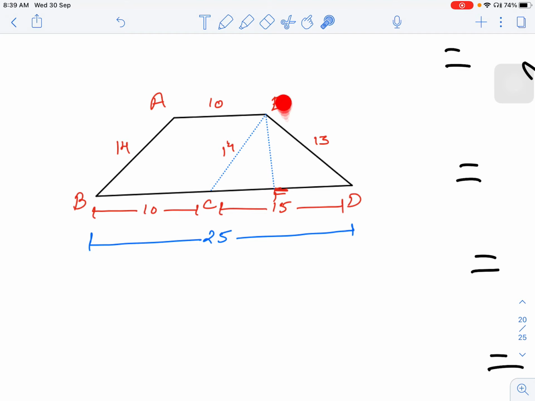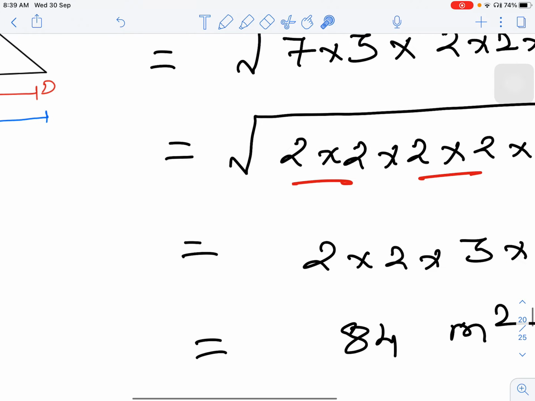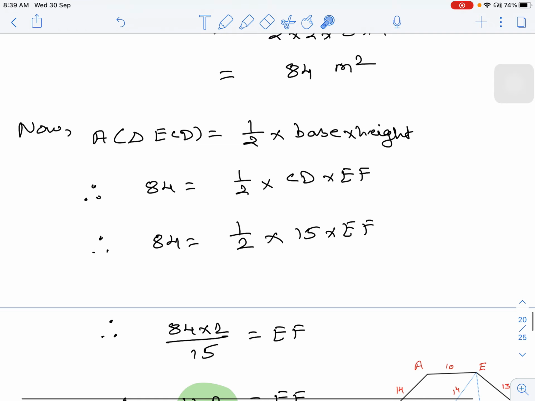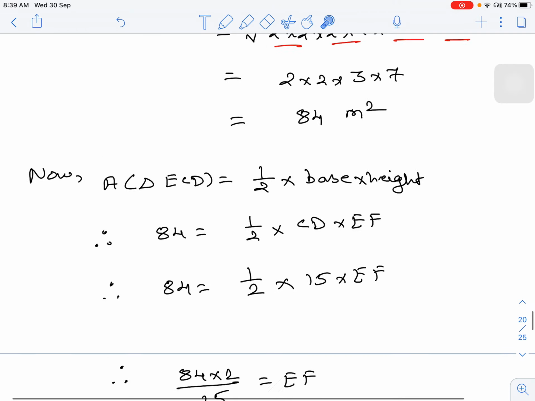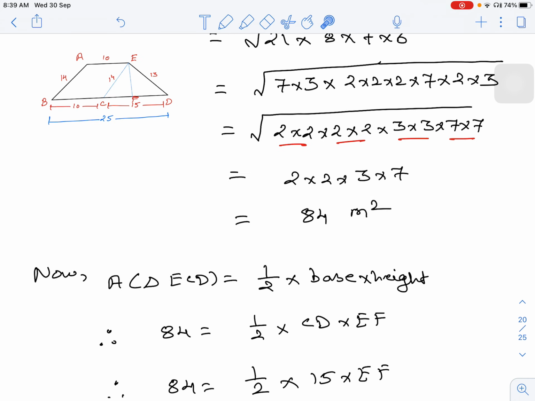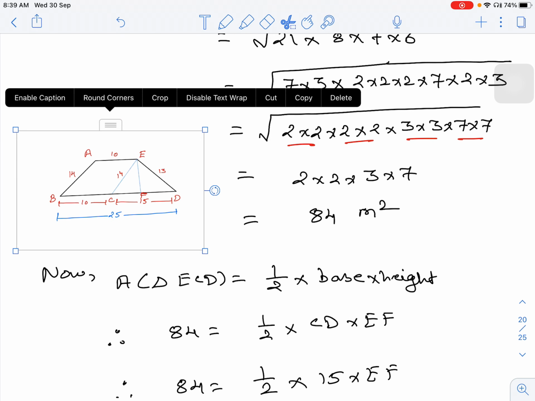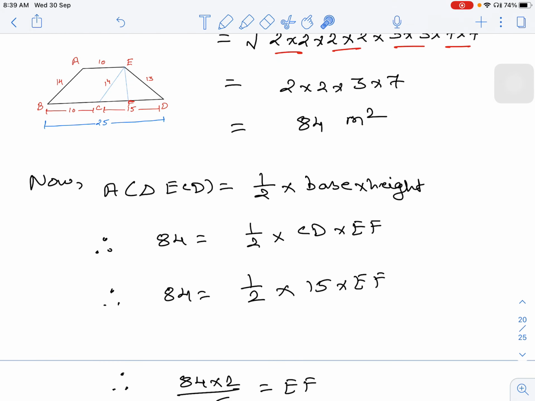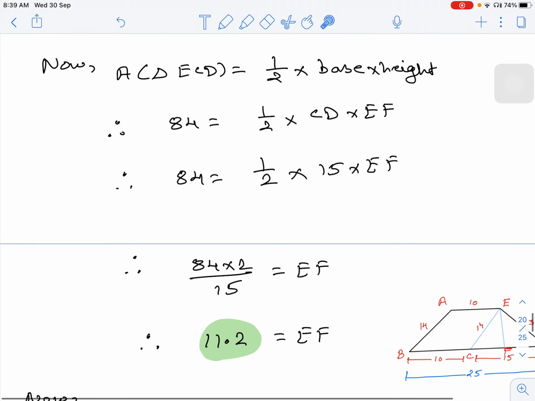Now we have another formula for finding the area of a triangle when the perpendicular and the base are given, that is half into base into height. So area of triangle ECD equals half into base into height. The area of triangle ECD we have is 84. Now the base is CD, its value is 15, and the height is EF, which is unknown. So we get 84 equals half into 15 into EF. Finally we get EF equals 11.2 meter.